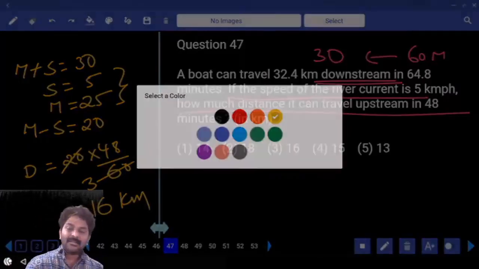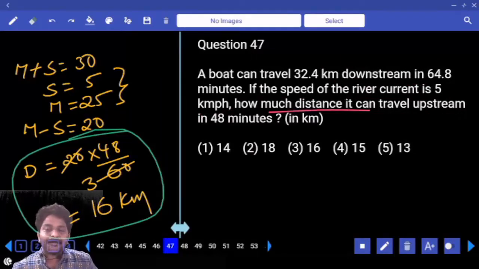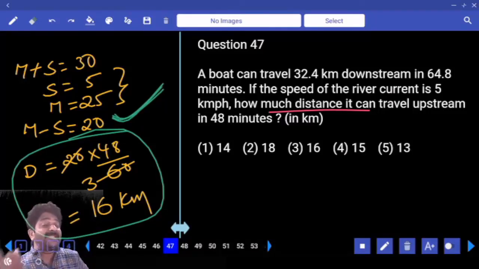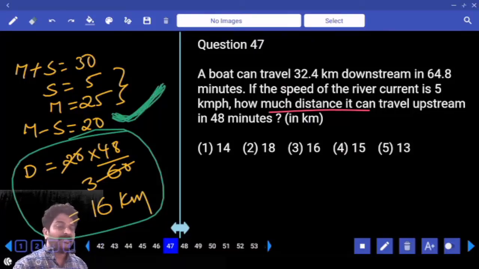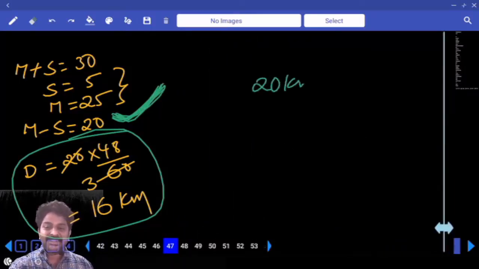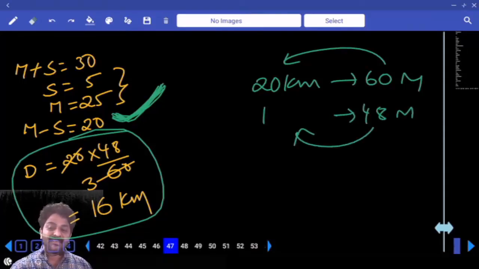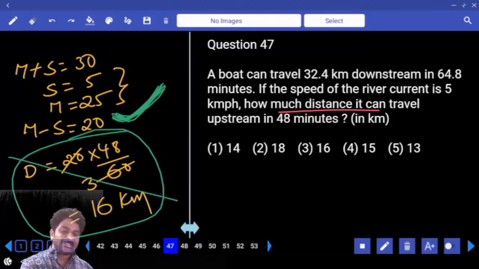For you I used this formula, otherwise it is not required. What do we want to calculate? In which stream? You already know upstream speed is equal to 20 kilometers per hour. 20 kilometers in 1 hour, that is 60 minutes. What is the relation? By 3. Correct. And how much time is given in the question? So divided by 3 will give you the answer. If you can do this simplification in your mind, this is not required.